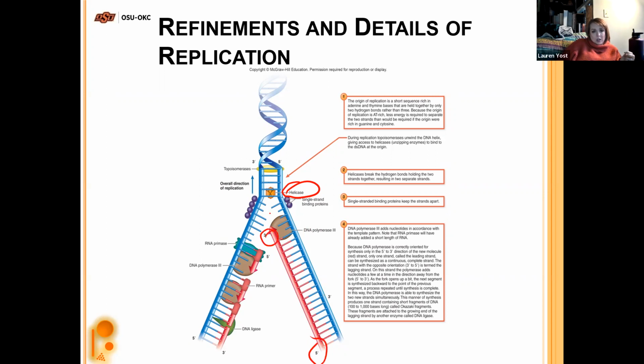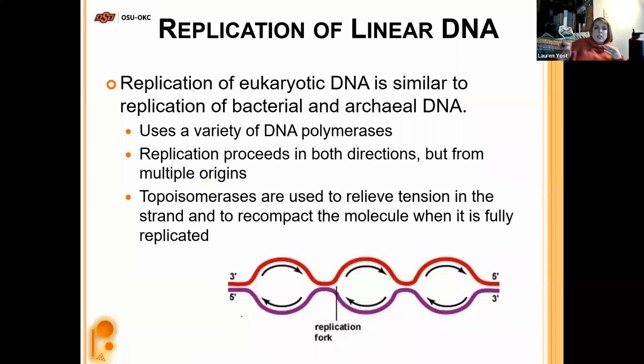And as it opens up, we'll pop on an RNA primer and then read in 5' to 3' direction for these pieces called Okazaki fragments that we can then stick together with DNA ligase and make a continuous strand. This is for eukaryotic DNA.